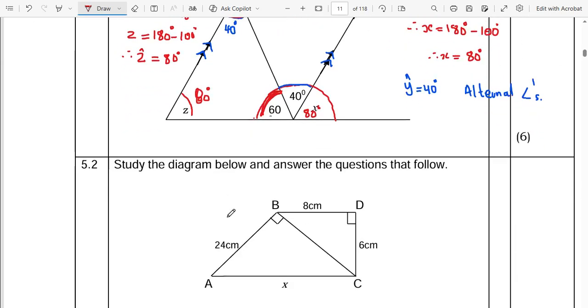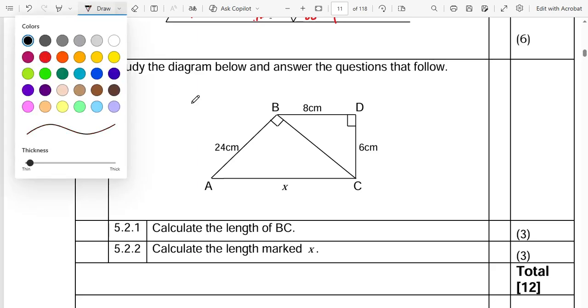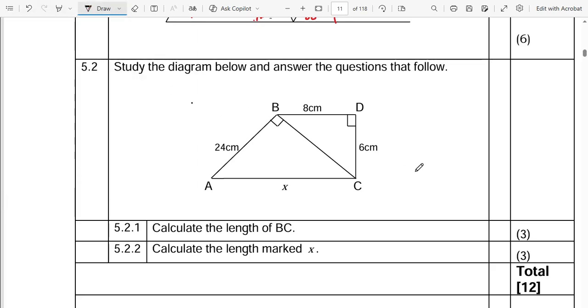Let's look at what we have on the next question. Study the diagram below, and they want you to answer the following questions. This question has to do with the theorem of Pythagoras. Remember, in the theorem of Pythagoras, you need to have... okay, let me not go into too much detail, but let's focus on this question.